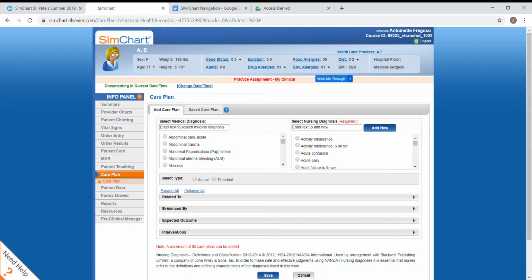Okay, now my second diagnosis is going to be fluid volume excess. So let's do myocardial infarction again. And fluid volume, is that on here? Nope, I don't want to add that one.